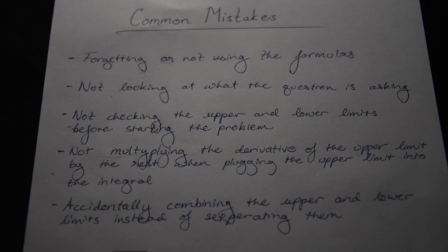Also, not multiplying by the derivative of the upper limit or not using the chain rule properly could affect getting the right answer. Any arithmetic mistakes could also be part of this, and just accidentally combining the upper and lower limit if they both are variables instead of separating them. That is a big thing.